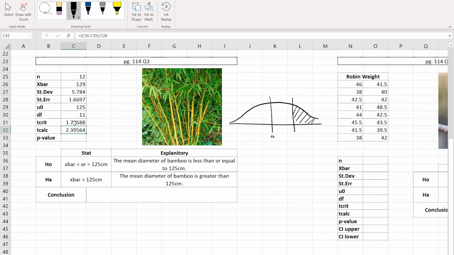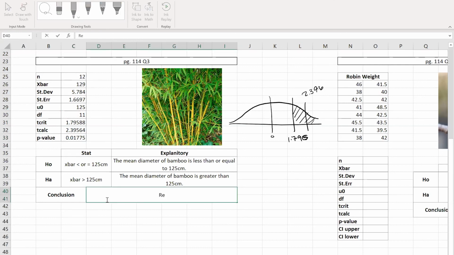We can see that our t-calc is greater than our t-crit. So our t-crit is 1.795, or 96 technically, and our calculated value is over here. It's 2.396. So just looking at that, I expect to find a p-value that is less than 0.05 because our calculated value is more extreme than our critical value. So t.dist right tail, our calculated value, and our degrees of freedom. And we do. We have a p-value that is less than 0.05.